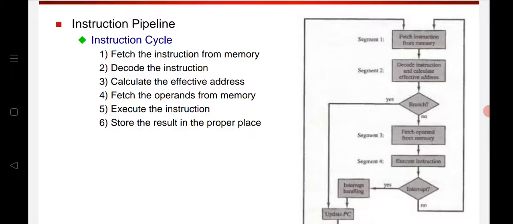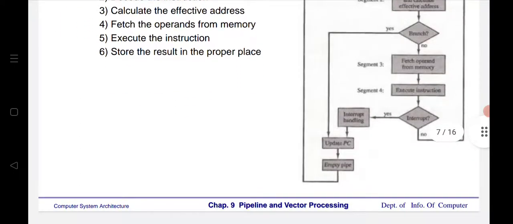Third is calculating the effective address. Fourth is fetching the operands from the memory, and the fifth one is execution of the instruction, and the sixth is storing the results in the proper place. Okay, now the same thing happens. If you are going to see, this is your flow chart.